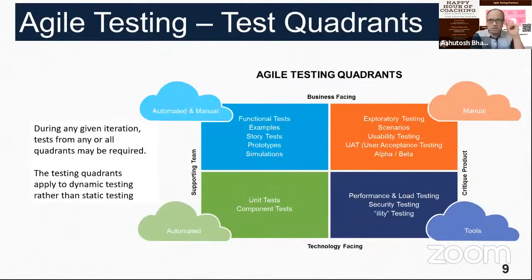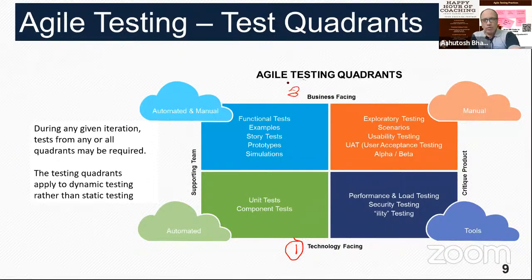What this model talks about is that each of the quadrants has some unique set of test cases. Now, let me first explain the axes of this model. The first axis we have is test cases which are technology facing, which means these test cases rely heavily on a testing tool. You cannot really write or execute these test cases without the help of the tool. So these are called technology facing test cases.